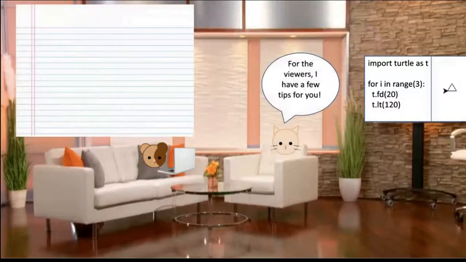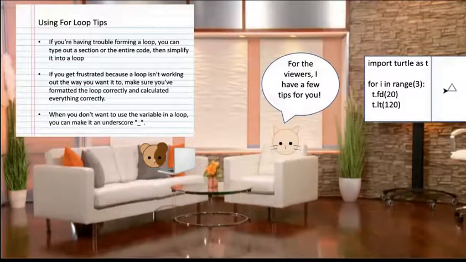For viewers, I have a few tips for you. If you're having trouble formatting a loop, you can type out a section or the entire code, then simplify it into a loop. If you get frustrated because the loop isn't working out the way you want it to, make sure you've formatted the loop correctly and calculated everything correctly. When you don't want to use the variable in a loop, you can make it an underscore.